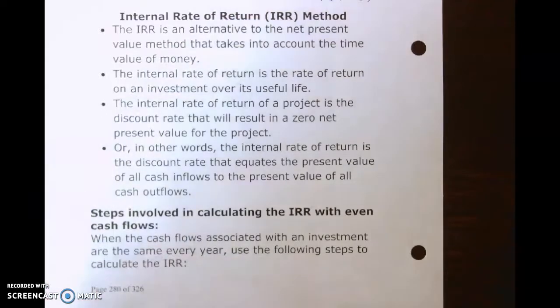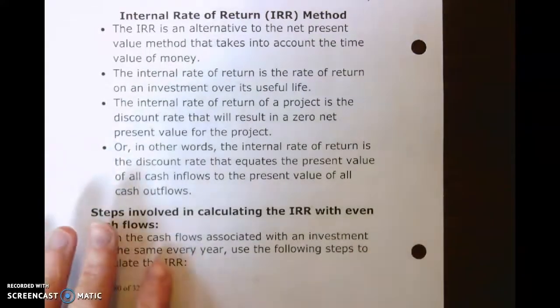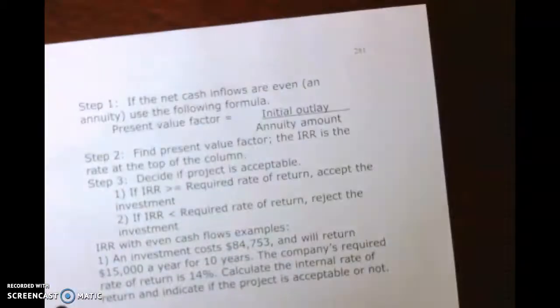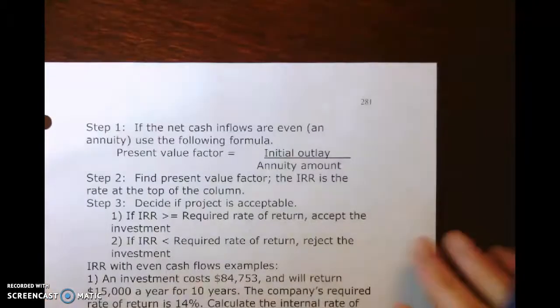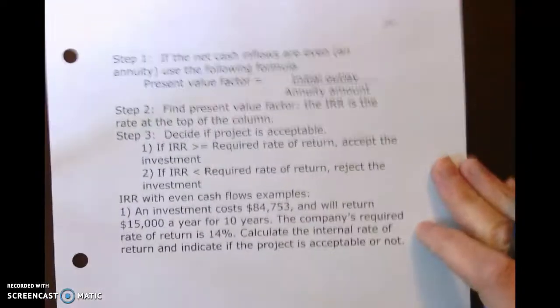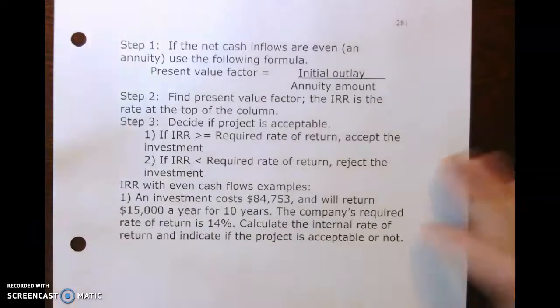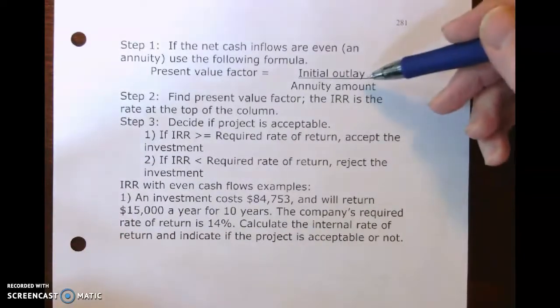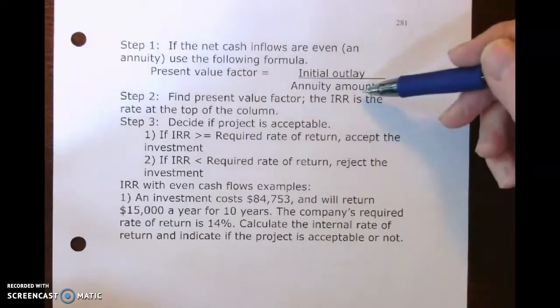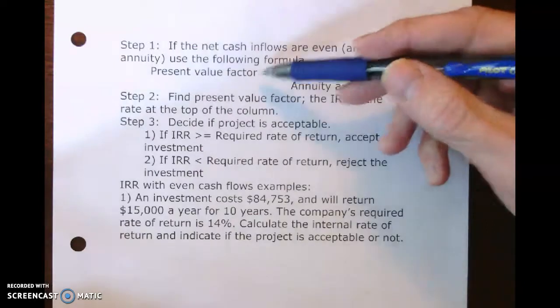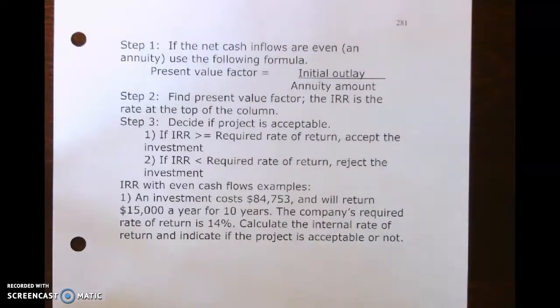So when we look at our steps, I'm going to go on to the next page, and I'll say my step one: if I have net cash flows that are even, which implies an annuity, I can use the following formula. I take my initial outlay divided by my annuity amount, and that gives me my present value factor.